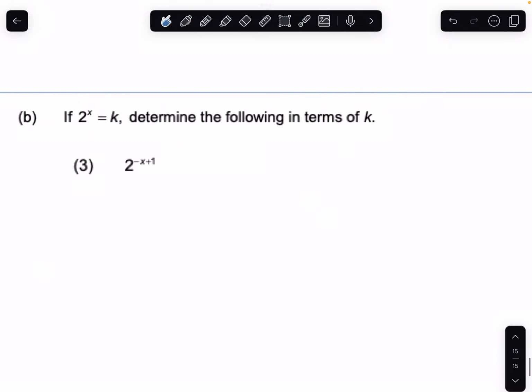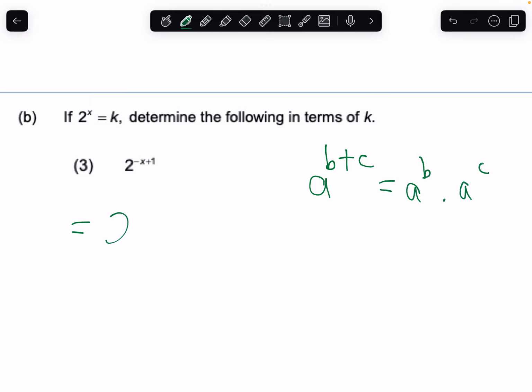Next up, if 2 to the x is, okay, I'm not repeating it again. Now we have something a bit more interesting: 2 to the minus x plus 1. The first thing that stands out for me is that plus, that adding that's happening. We know that a to the b plus c is the same as a to the b times a to the c. So we can use that to rewrite this as 2 to the minus x times 2 to the 1.